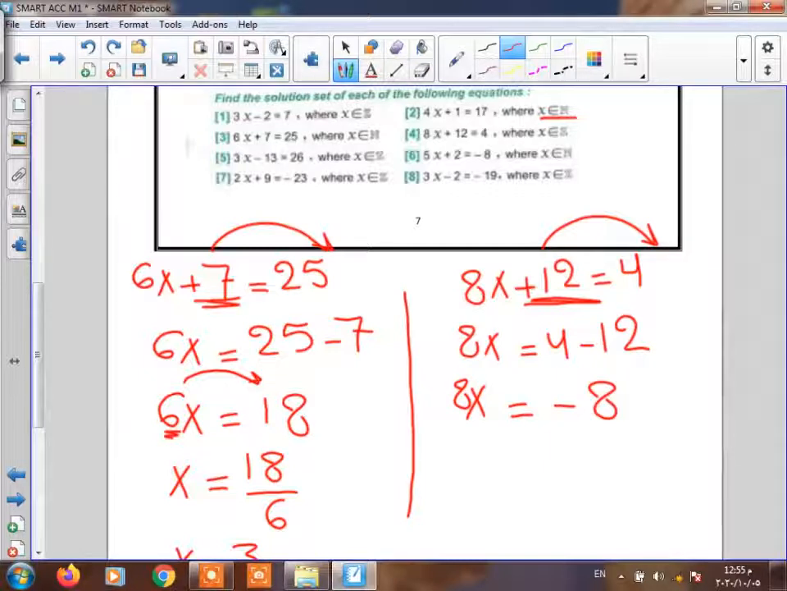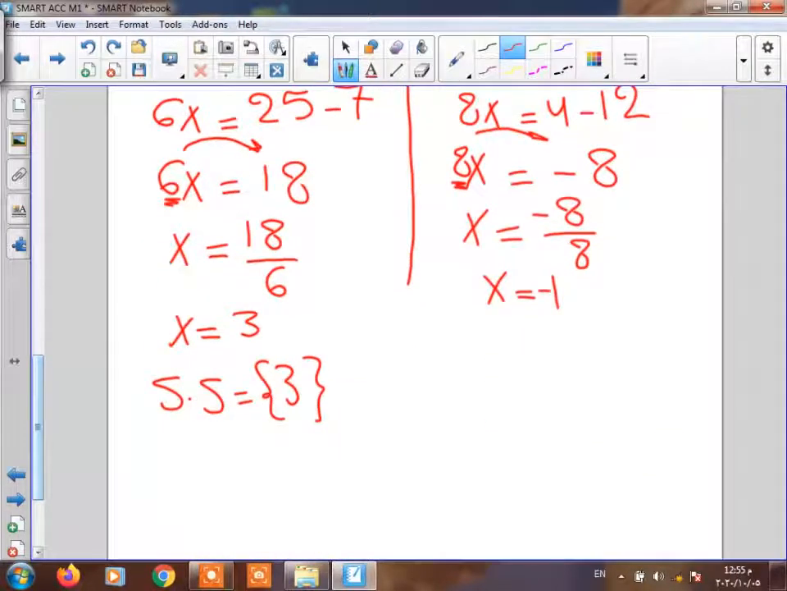Take care of the order. Here 4 minus 12. Okay? Here 8x equals minus 8. That is the first step. The second step, I will change the times into divided. It will be x equals negative 8 divided by 8. So x equals negative 1. So the solution set equals {-1}.